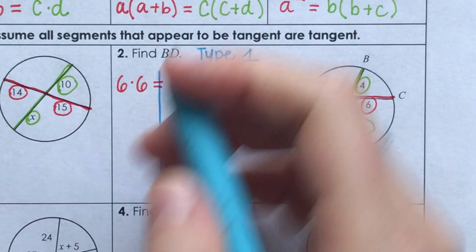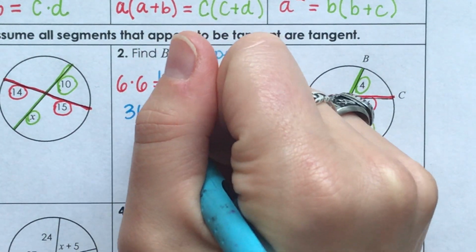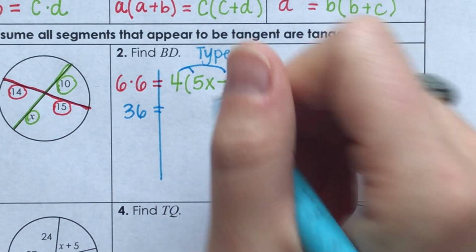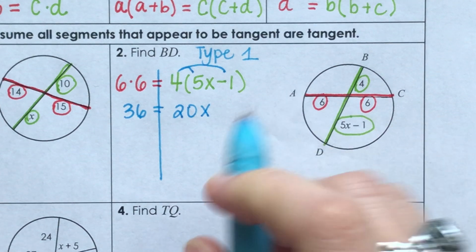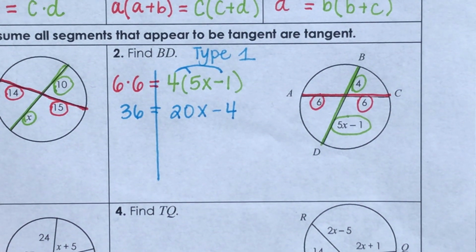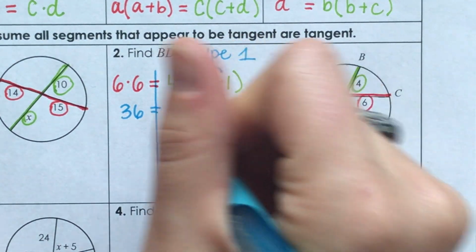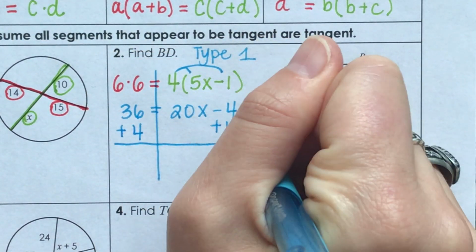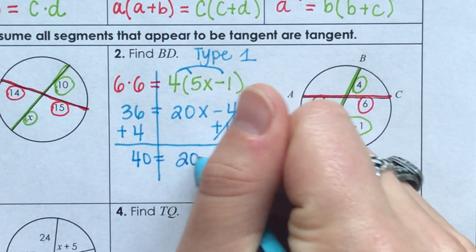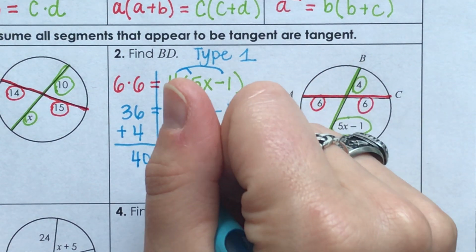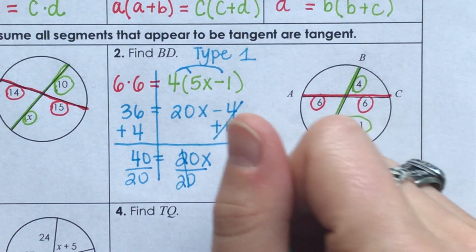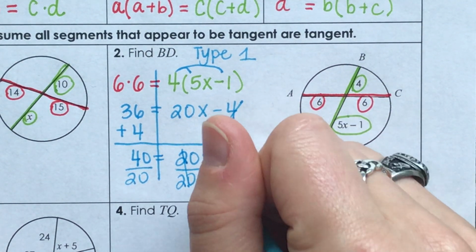So 6 times 6 is 36. I have a 4 outside of parentheses, so I'm going to distribute it. So 4 times 5x is 20x. And 4 times negative 1 is negative 4. Now this looks like a really easy algebra problem. I'm going to get the x by itself, so I'm going to add 4 to both sides. I get 40 equals 20x. To get the x by itself, I divide both sides by 20. And I get x equals 2.